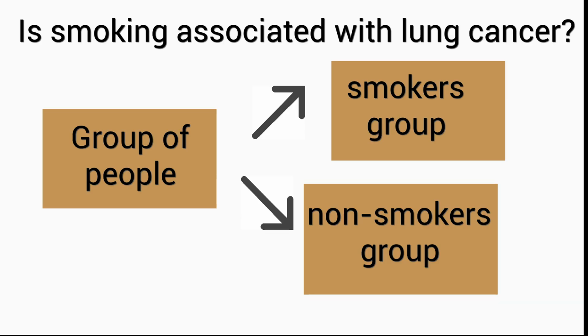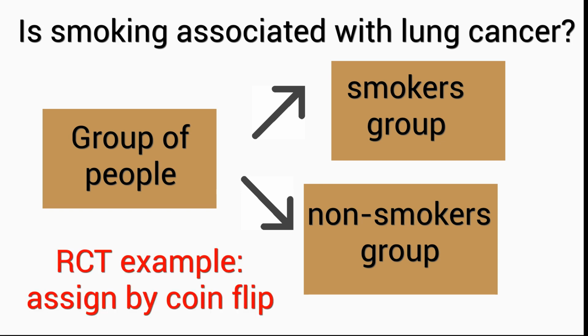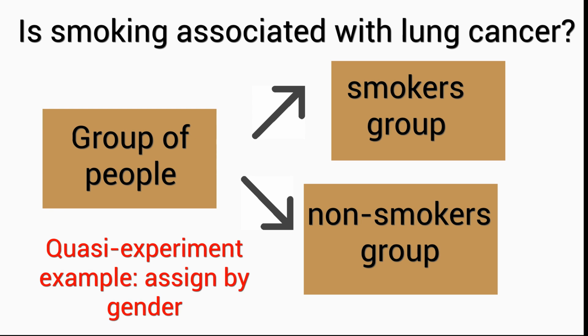So this means that if we were to assign people to the smokers group and non-smokers group based on coin flip, then this experiment would be an RCT, because coin flip is a method of random assignment. However, if we assign people based on, say, their gender, so having men assigned to the smoking group and women assigned to the non-smoking group, then we would be conducting a quasi-experiment.